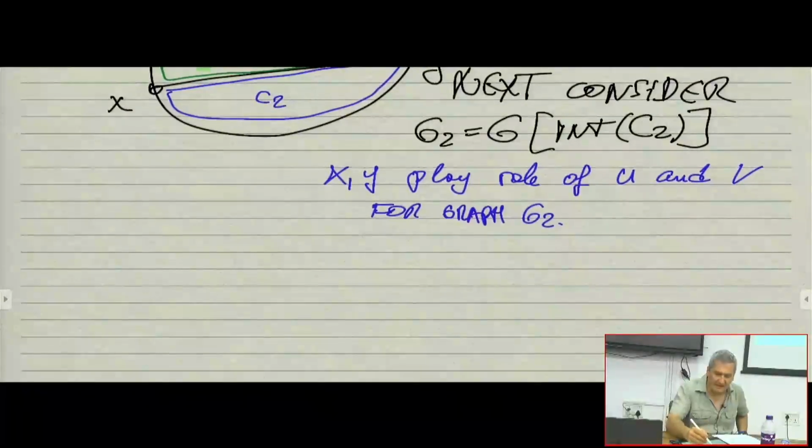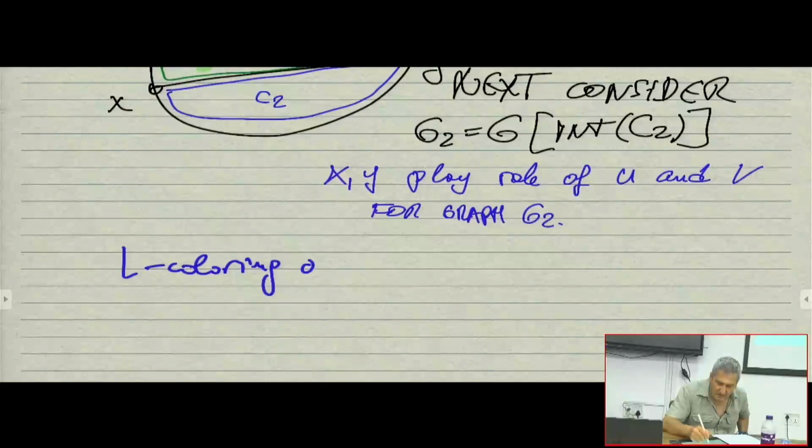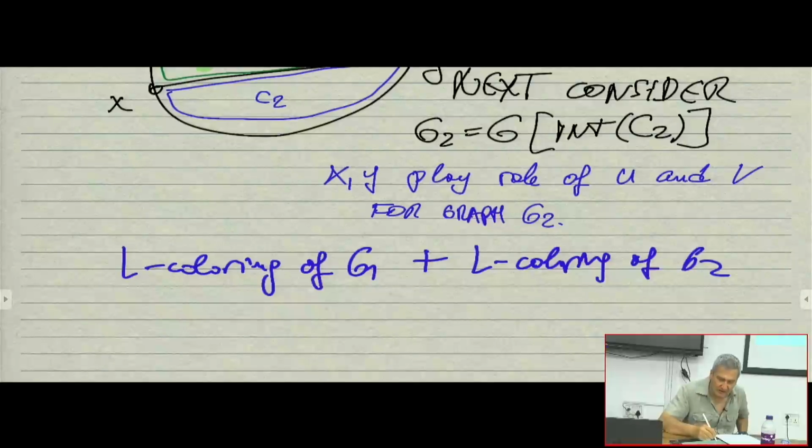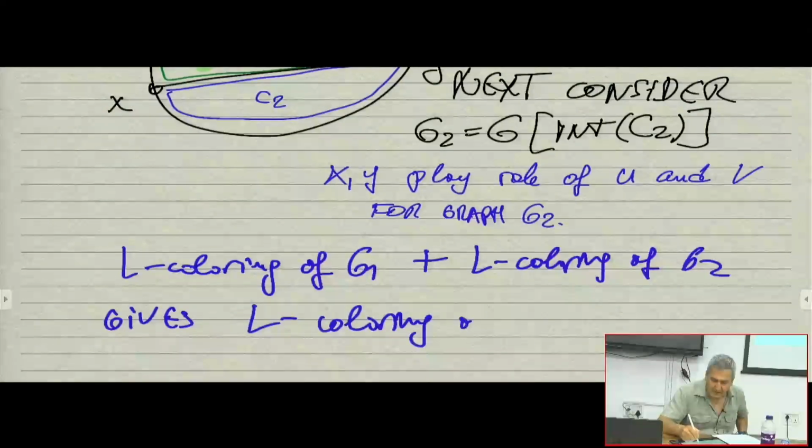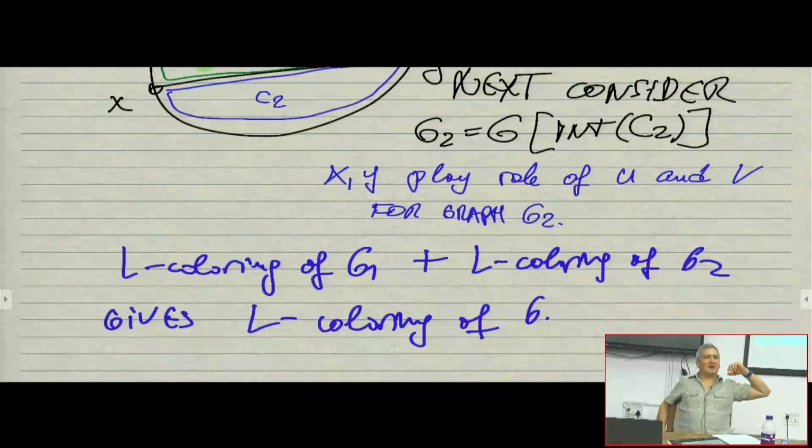So at the end, it's easy to observe that L coloring of G1 plus the L coloring of G2 gives L coloring of G. This was the case when we had the chord.